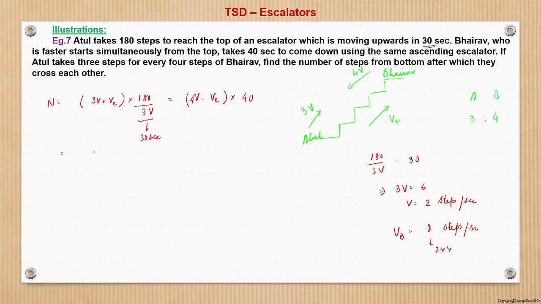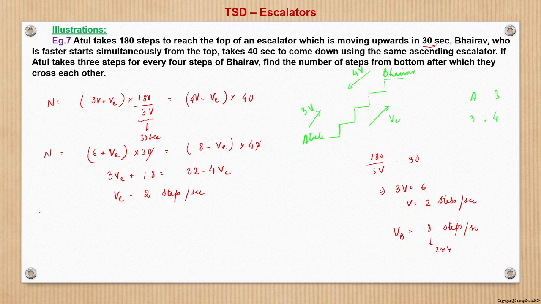That 3v will be 6 plus ve into 30 will be equal to 4v, which is 8, 8 minus ve into 40. Much simplified form we have obtained. So this 0 0 cancels out. Here it becomes 3ve plus 18 is equal to 32 minus 4ve. So therefore 7ve is equal to 14. So ve is equal to 2 steps per second. So ve and all the speeds we have obtained.